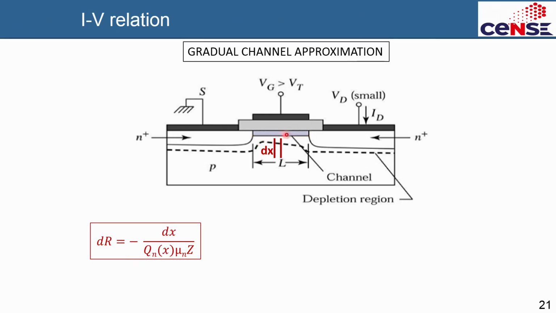Then there is a mobility. I will assume that mobility is constant everywhere, although it may not be the case every time, and Z is the width of the device. That does not matter so much, it is basically normalizing the current. So, essentially the differential resistance associated with this particular differential element dx is dx divided by the conductivity, which gives the resistance here.